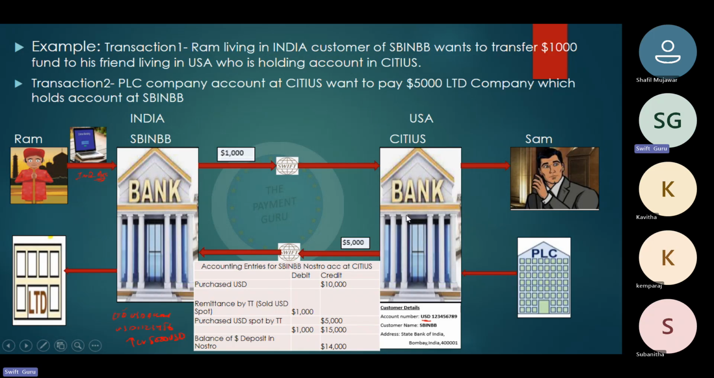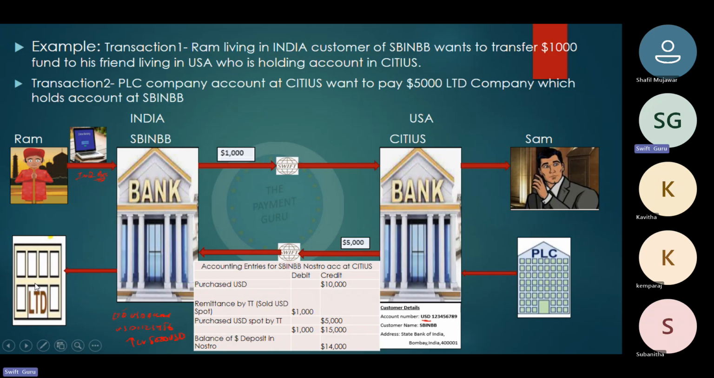If any customer in the United States, a customer of Citibank, City US Bank, wishes to make a fund transfer in USD to India, what will they do? If State Bank of India and City US Bank have an agreement for inward payments as well, then the fund can be credited from your account on the bank side. So, let's say PLC is a company that wishes to transfer $5,000 to LTD Exchange House.